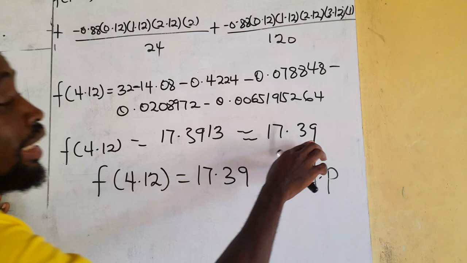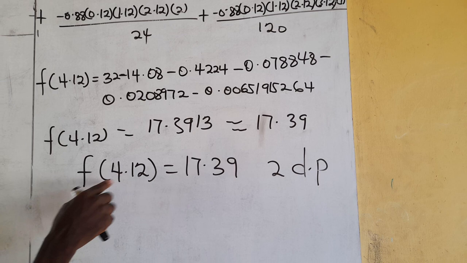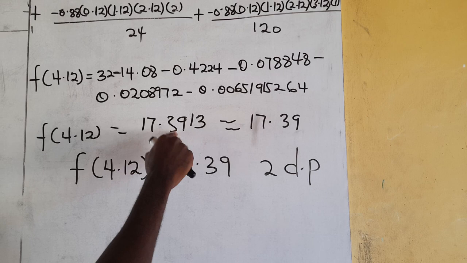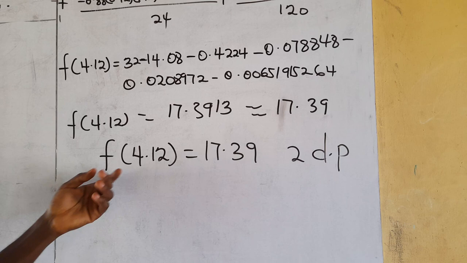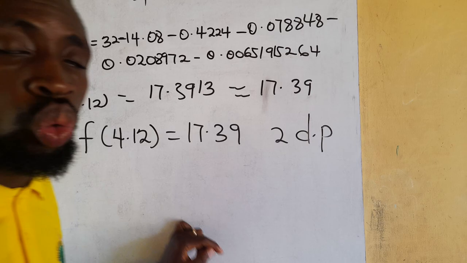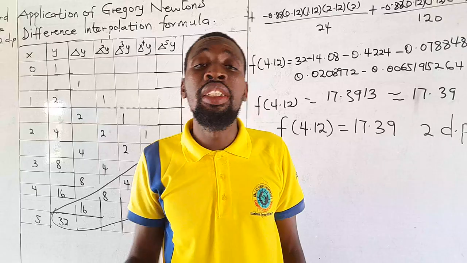So we can say f of 4.12, therefore, when we add all these things, we get 17.3913. And correct to 2 decimal places will be 17.39. And you can say our f of 4.12 will be 17.39, correct to two decimal places. Without knowing the function that connects x and y, we are able to find a value when the x is given. This is very interesting.